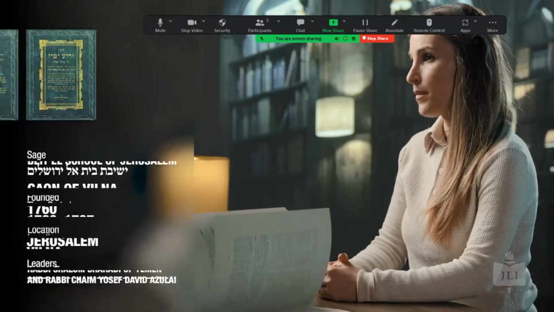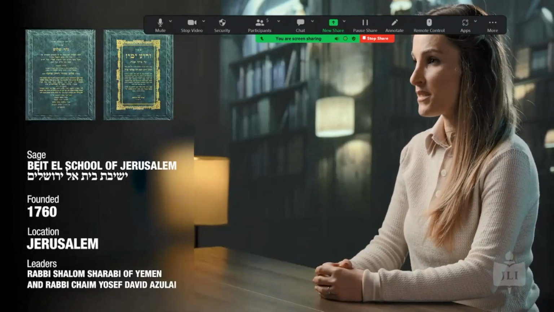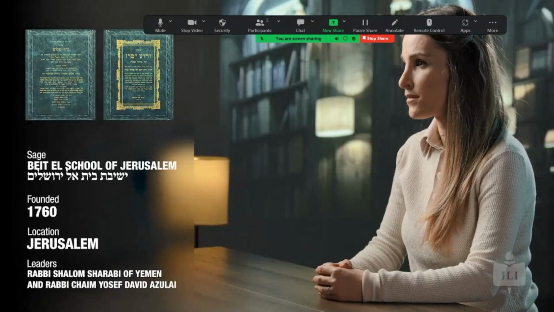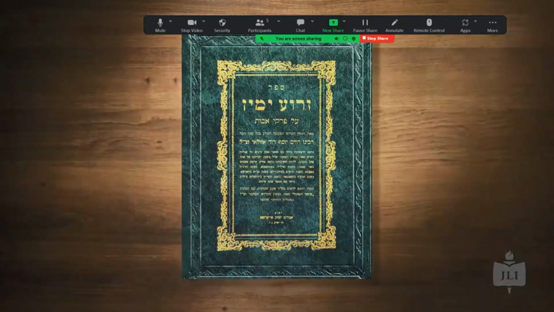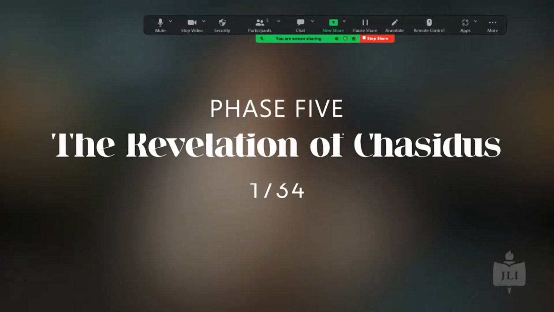In Jerusalem, the Bet El School of Kabbalah was a center of mystical learning for 250 years. Its leaders included Rabbi Shalom Sharabi of Yemen and Rabbi Chaim Yosef David Azulai, the Chidah.